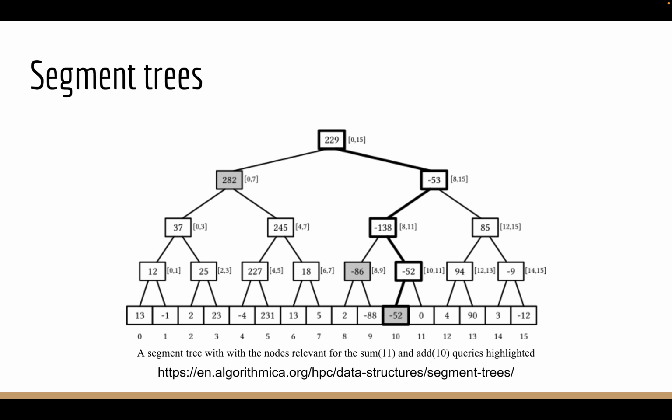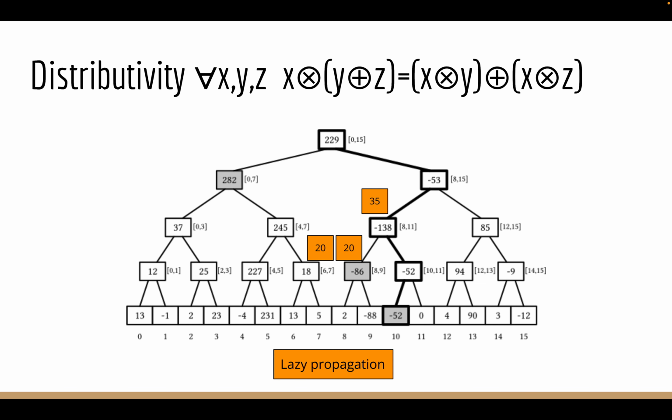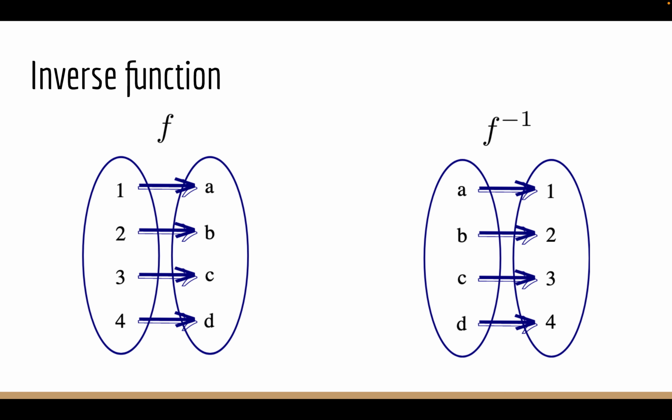So both are logarithmic. And if we also have a distributivity property, we can even optimize it further by doing lazy propagation, which improves modification performance. We can also define an inverse function, which basically means that not only can we go from inputs to outputs, but we can also go from outputs to inputs.